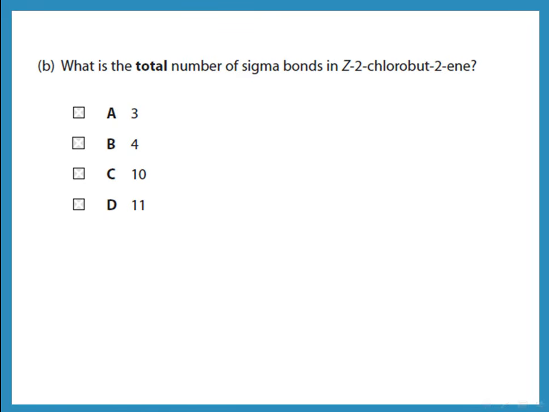What is the total number of sigma bonds in Z2-chlorobutene? So let's draw Z2-chlorobutene. This is what we have. Now he wants the total number of sigma bonds. Which of these are sigma bonds? Remember that any single covalent bond is a sigma bond.